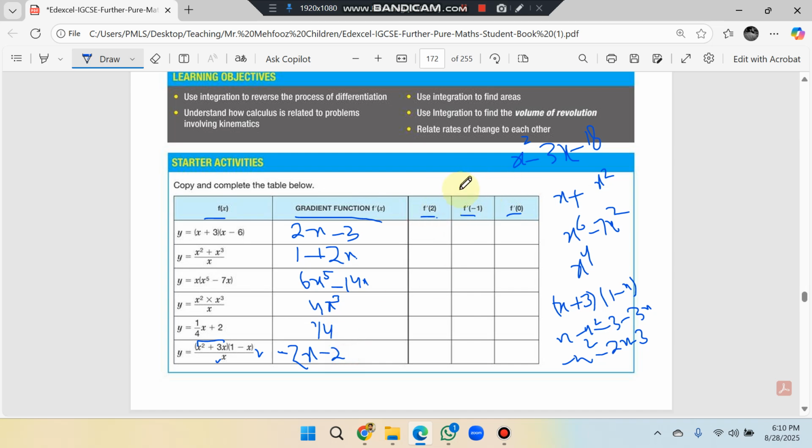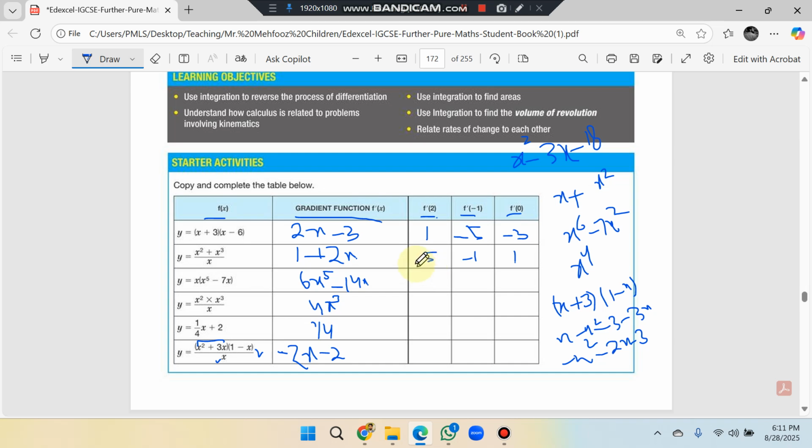And if we put 2 into this equation, it becomes 1. Again, if we put minus 1 into this equation, it becomes minus 5. And when we put 0 into this equation, it becomes minus 3. Again, when we put 2 into this equation, it becomes 5. When we put minus 1 into this equation, it becomes 1 minus 2, so minus 1. If we put 0, your answer will be 1.